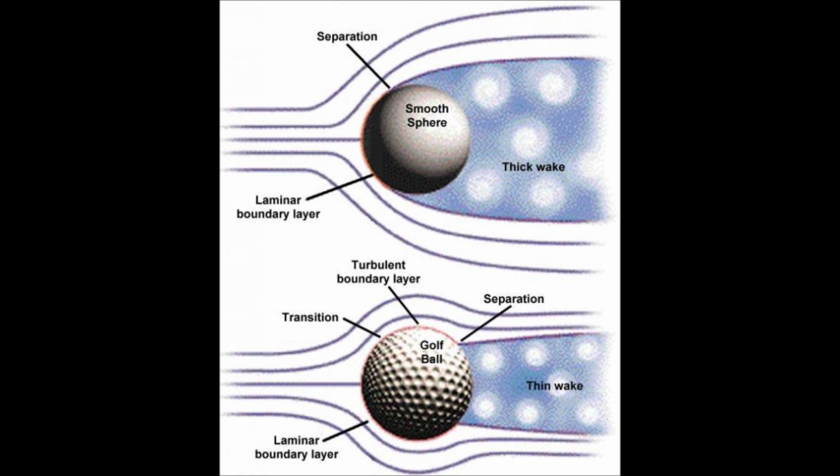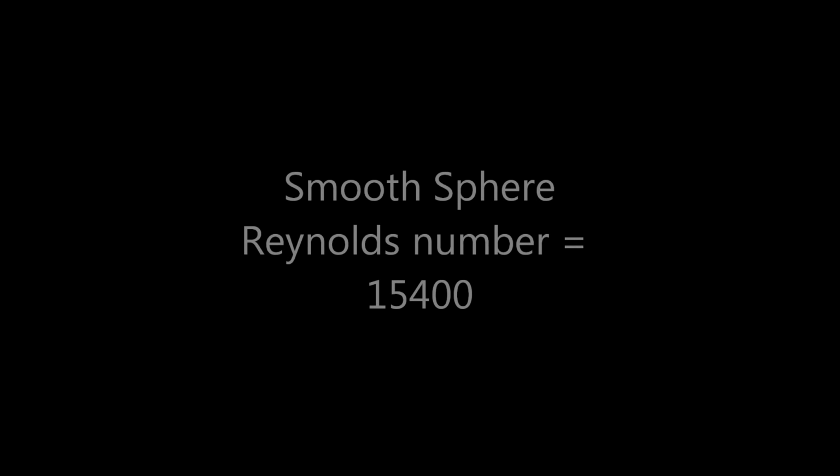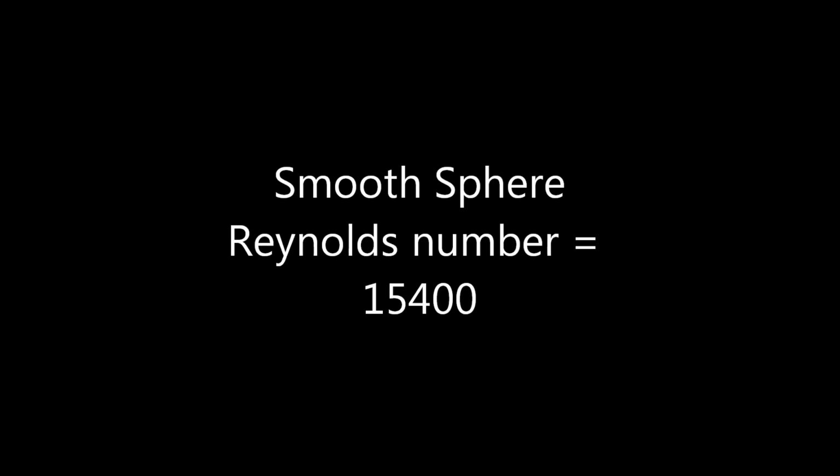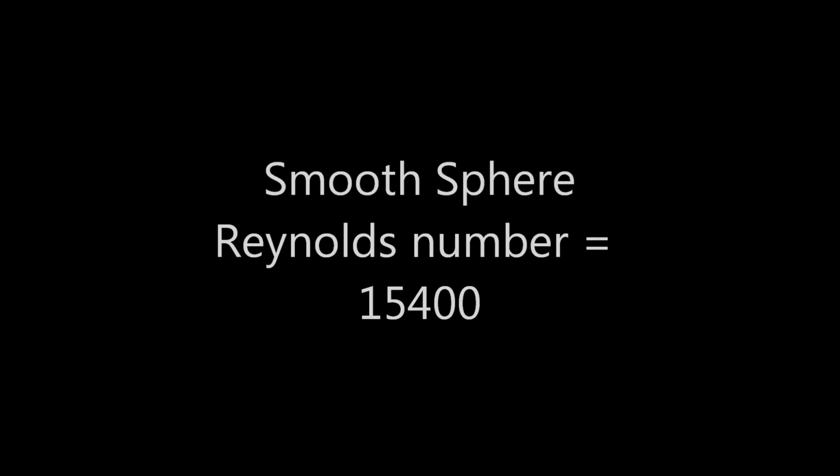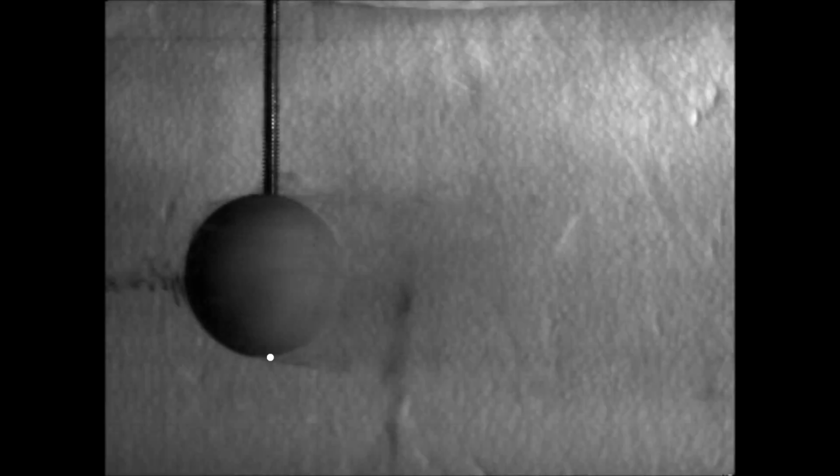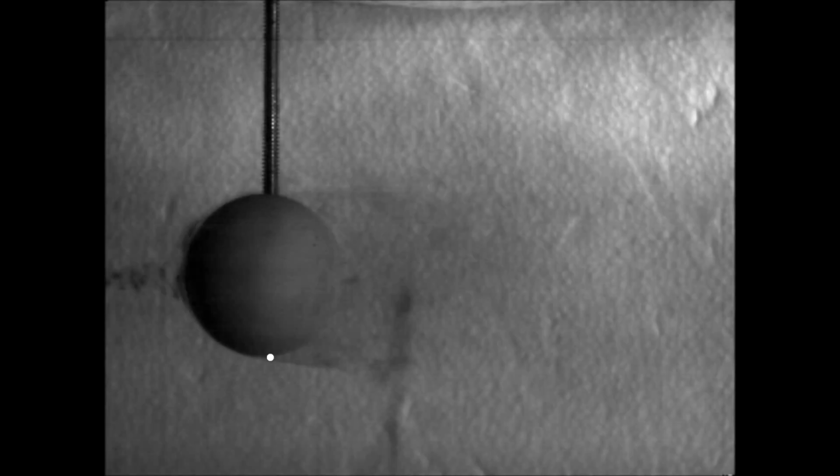Now we will study the turbulent case. Remember the difference in flow shape we expect to see from the smooth ball to the dimpled ball. We expect the dimpled ball to have a smaller separation wake. The first turbulent case is the smooth sphere at a Reynolds number of 15,400. As you can see, the flow is much faster, and we have again labeled the separation point.